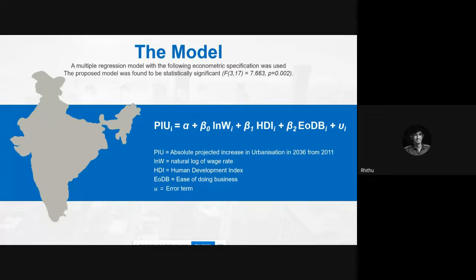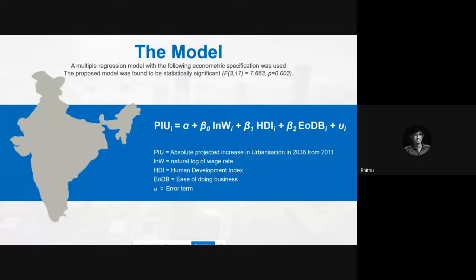Here PIU is the absolute projected increase in urbanization in 2036 from 2011, and LNW is the natural log of wage rate, and HDI is, as we know, the Human Development Index, and EODB stands for ease of doing business, and UI is the error term.